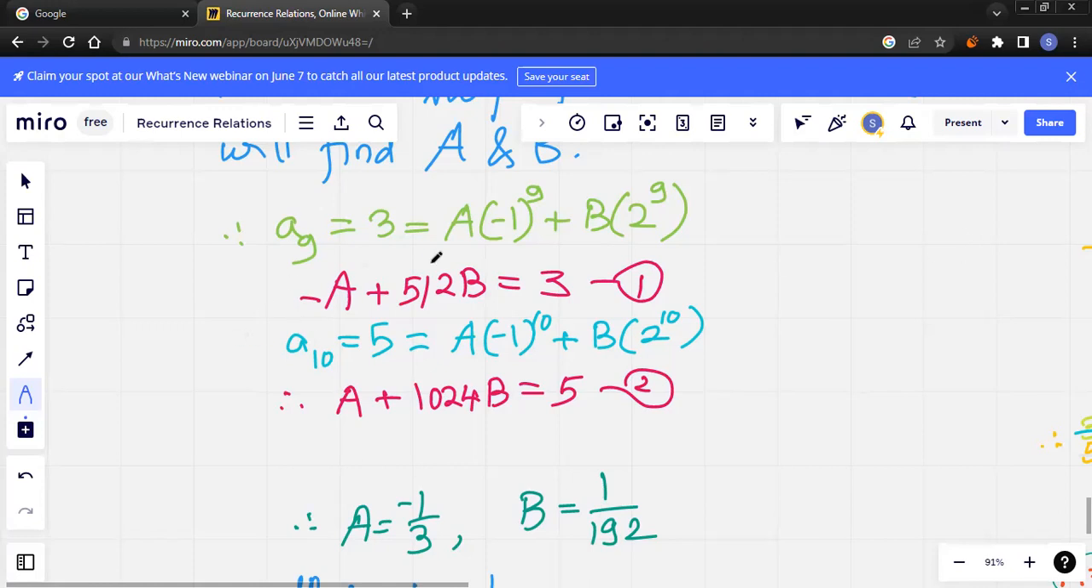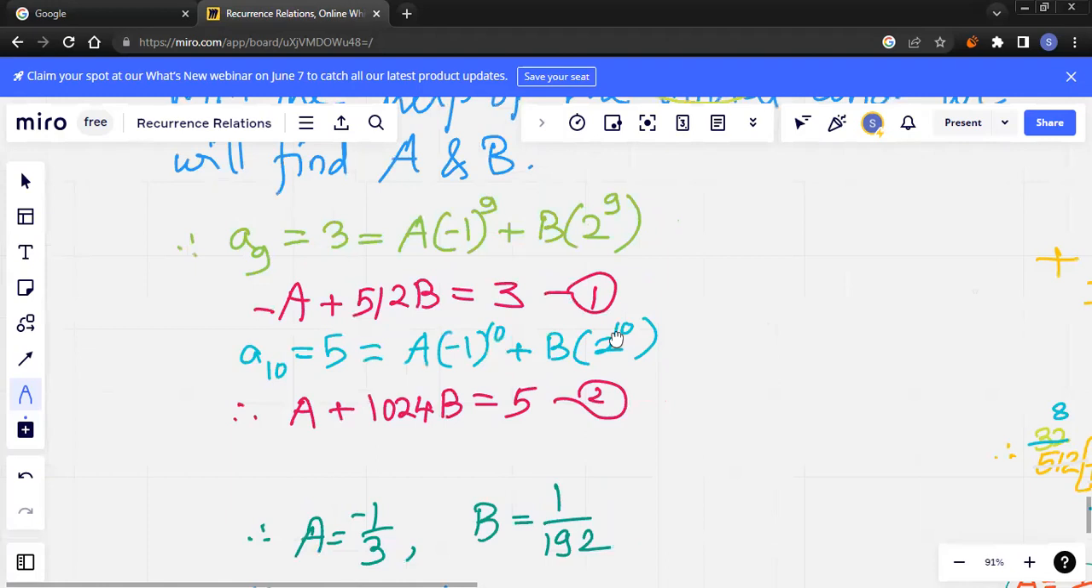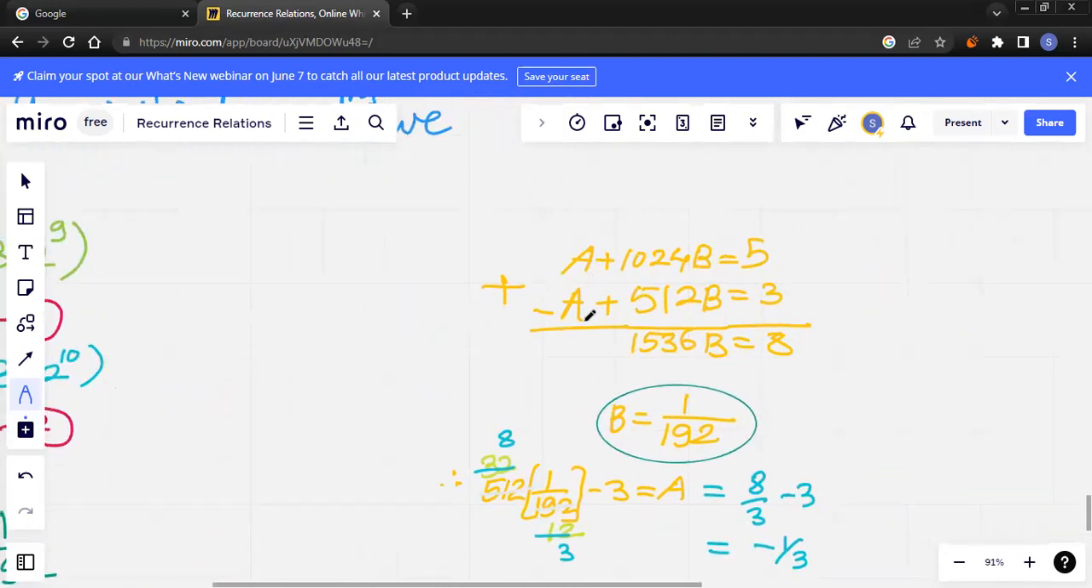Now to solve these two, it is direct, you can add them. So in rough we have done so. We have added the equations, so we get 1536 B is equal to 8. So B will be 8 upon 1536, you divide it and we'll get it to be 1 upon 192.